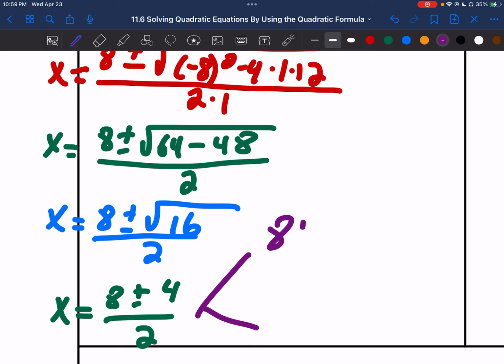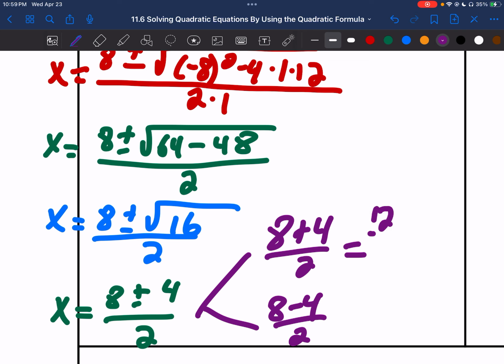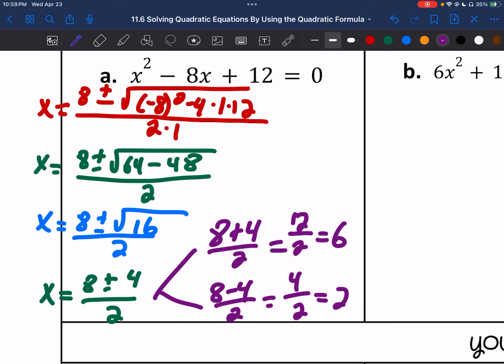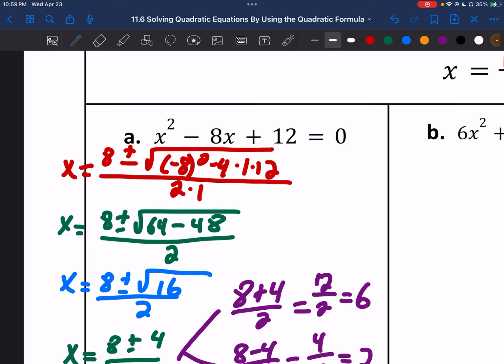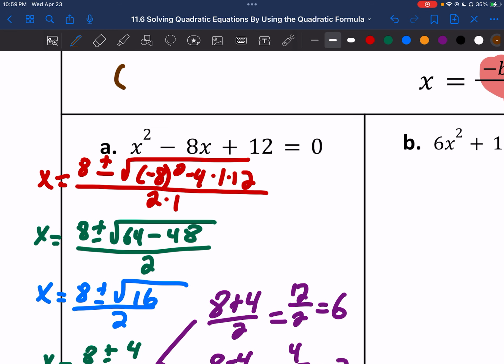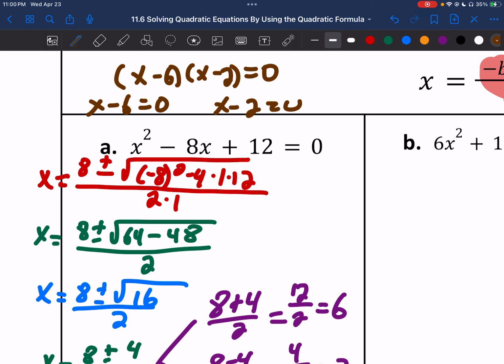We do 8 plus 4 over 2, 8 minus 4 over 2. 8 plus 4 is 12 over 2 is 6. 8 minus 4 is 4 over 2 is 2. Now, way back at the beginning, I said we could factor this, and we absolutely can, right? This would factor to x minus 6, x minus 2 equals 0, and then we separate it, x minus 6 equals 0, x minus 2 equals 0, so x equals 6, x equals 2.